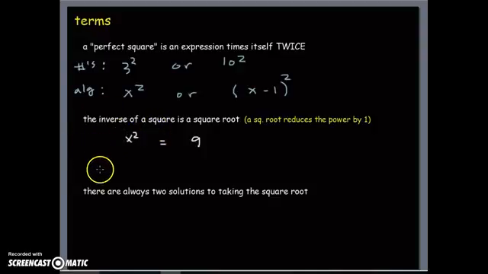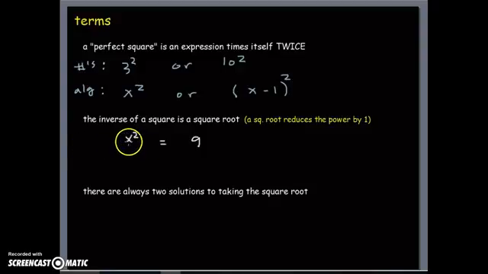Now the inverse of a square. If you're going to solve, try to find what something equals that has a square in it, you're going to need a way of getting rid of the square. So the inverse of a square is a square root. What a square root does is reduce the power of whatever you're square rooting by 1.